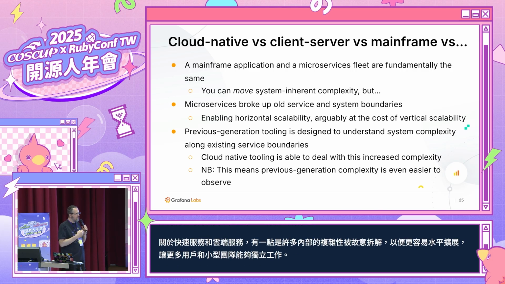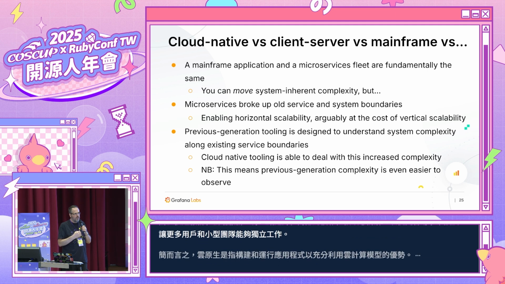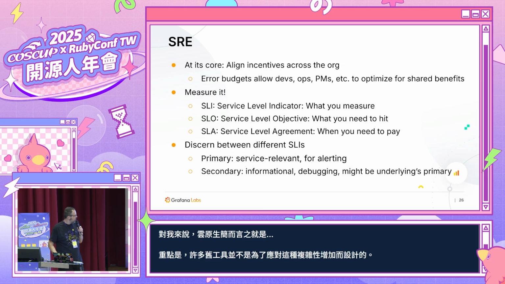The point is, a lot of the old tools are not built for this increase of exposed complexity. They have been built for smaller amounts of complexity being exposed to the end user or to the operator. And this is why a lot of the legacy tooling is breaking down when you really scale up your services. So this is why the more modern tooling is able to handle this.